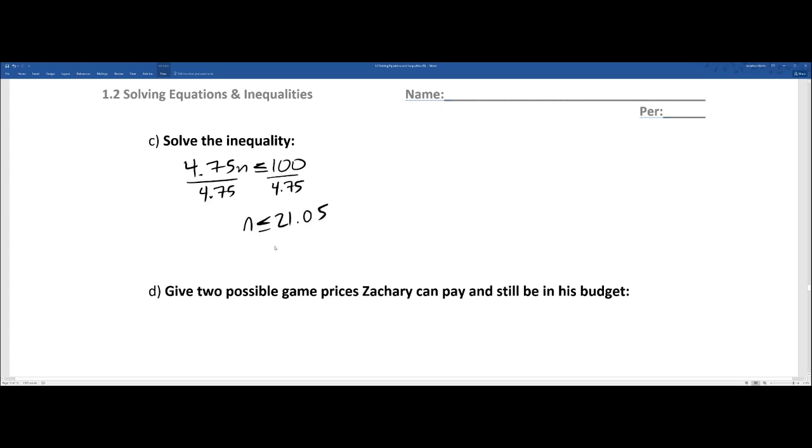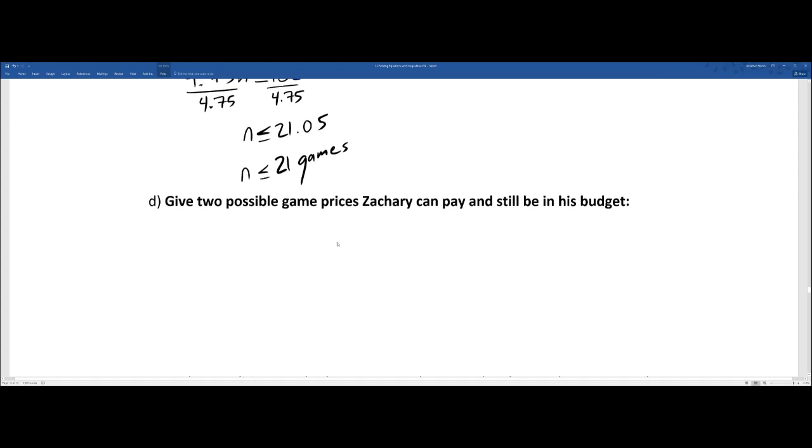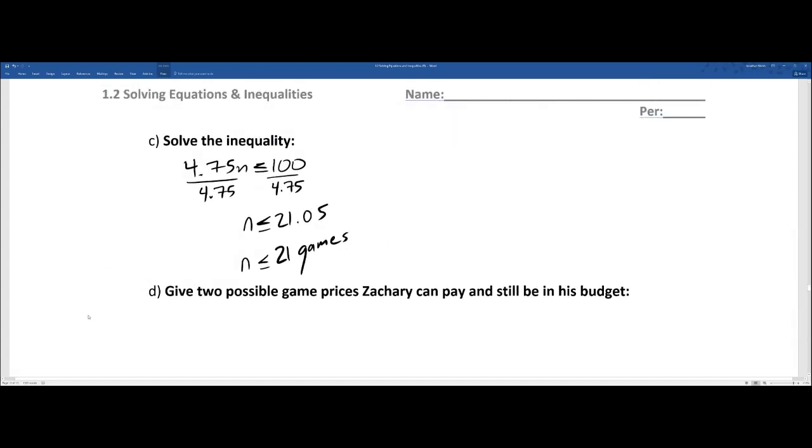21.05. So in real life, this would be the possible game prices Zachary can pay and still be in his budget. Let's see, so this is actually 21 games. Zach can be below or equal to 21 games, and he should be okay. So if you were to graph this, and that's what part D is talking about, he's got 21 games. And you could spend that much or below that.